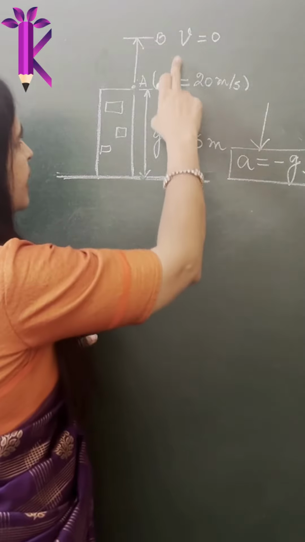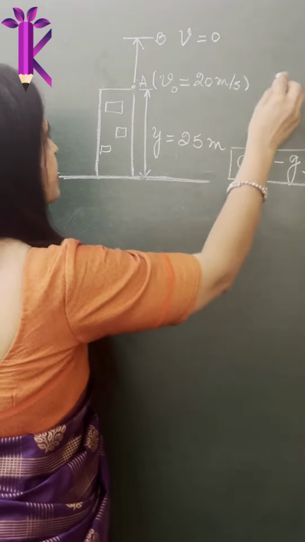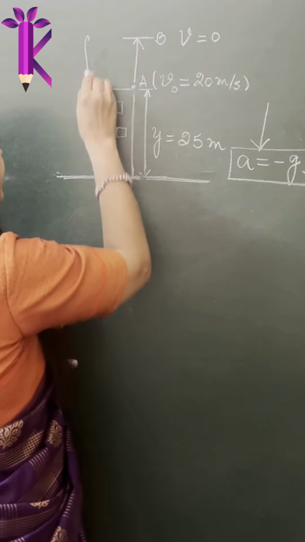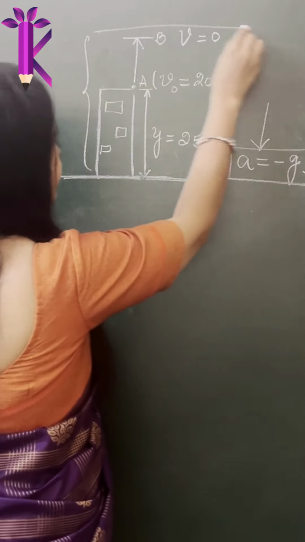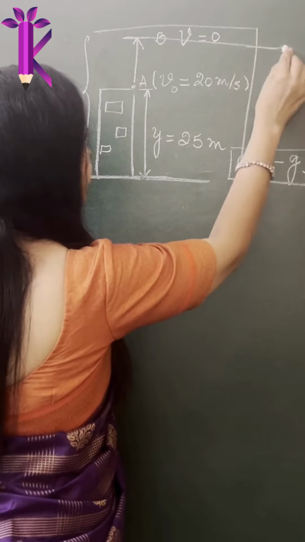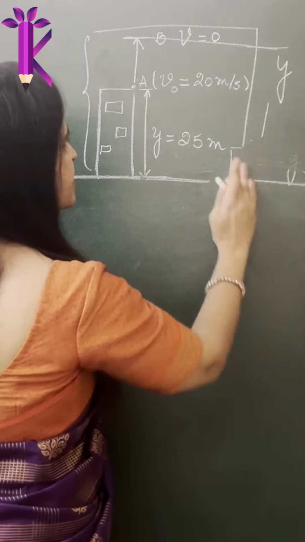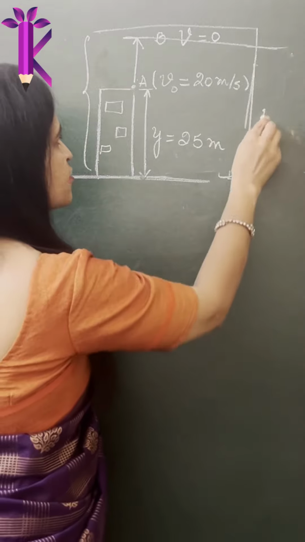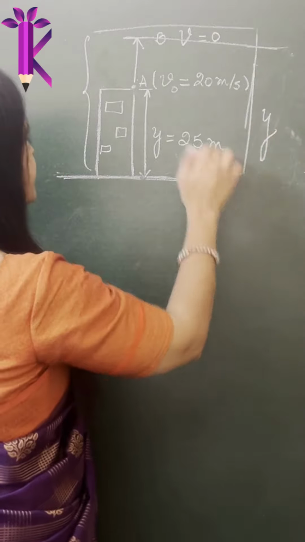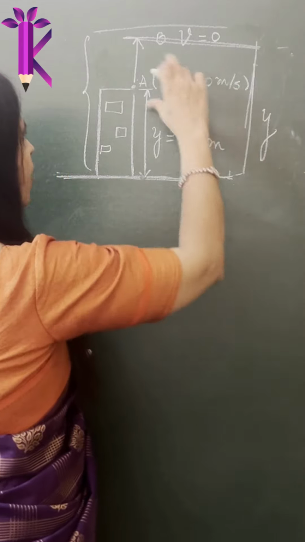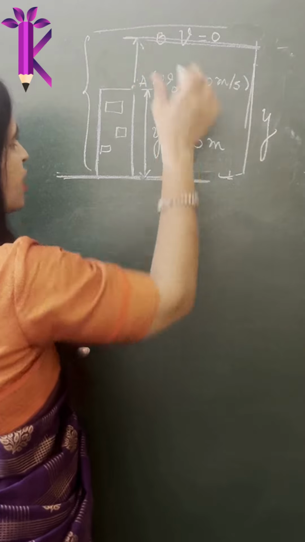Now, if you have to calculate the distance traveled, suppose I call this entire distance from the ground to where the ball reaches to be y. So this entire distance till where the ball reaches is y. What is the distance that you are supposed to calculate?